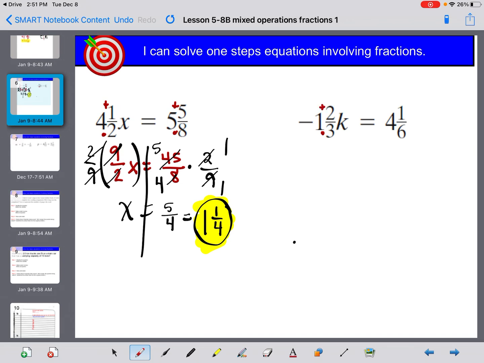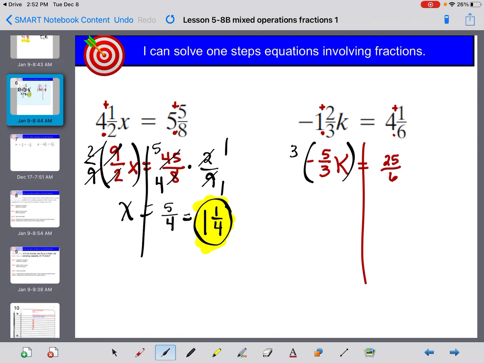You should have done the same thing here. 3 times 1 is 3, plus 2 is 5/3, -5/3 k equals 6 times 4 is 24, 24 plus 1 is 25/6. I multiply both sides by the reciprocal. Make sure that you don't accidentally add both sides by 5/3. That's a negative 5/3 being multiplied by k.